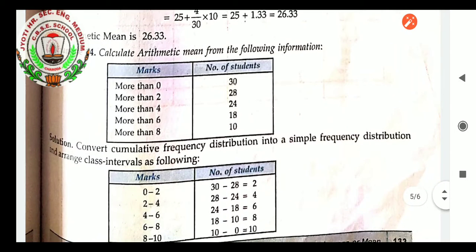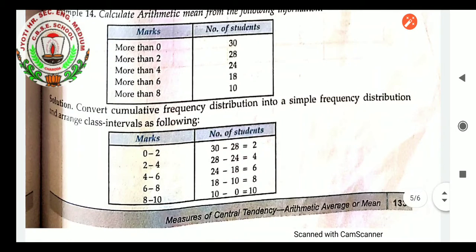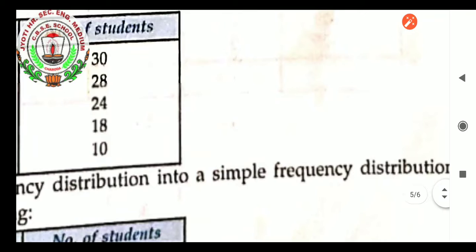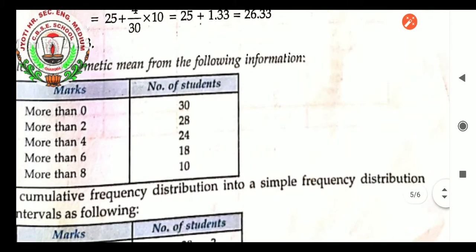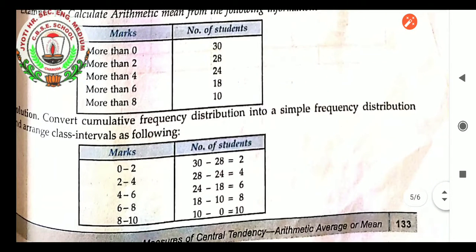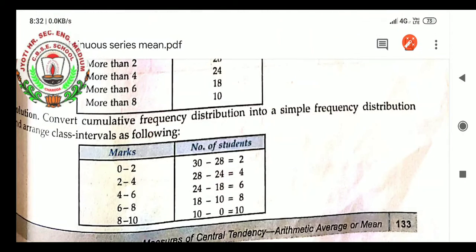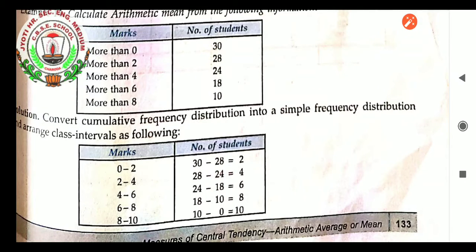Now calculate the arithmetic mean from the following information, more than. Let us have this calculation also, I will explain, and after that you can solve with the same method we have used for the continuous series. More than 0, more than 2, more than 4, more than 6, more than 8 is given there. Let us have the calculation. Conversion of cumulative frequency into frequency. More than 0, it means it can be 0 to 8.